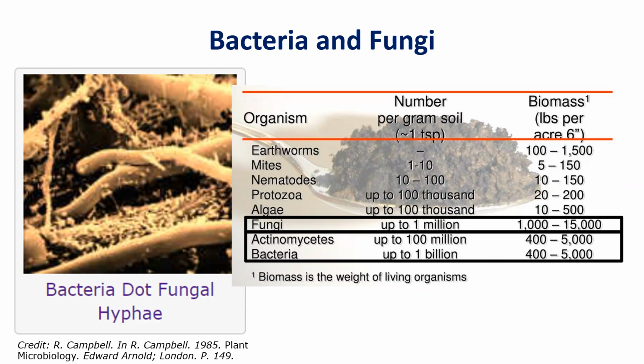Bacteria, or actinomycetes, also another form of bacteria, can be up to about 5,000 pounds, so roughly 2.5 tons per acre of bacteria in your soil. Some people talk about this, and you've probably heard this, that microorganisms are like livestock underground in the soil, and are significant. So, 2 to 7 tons per acre of organisms living in your soil.